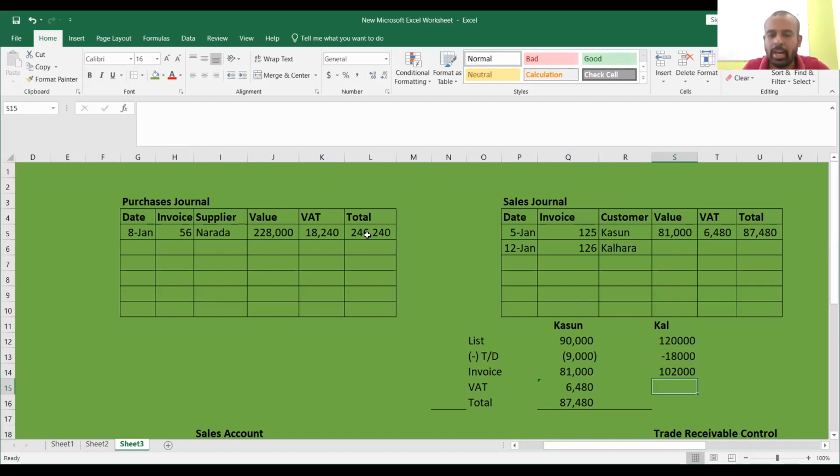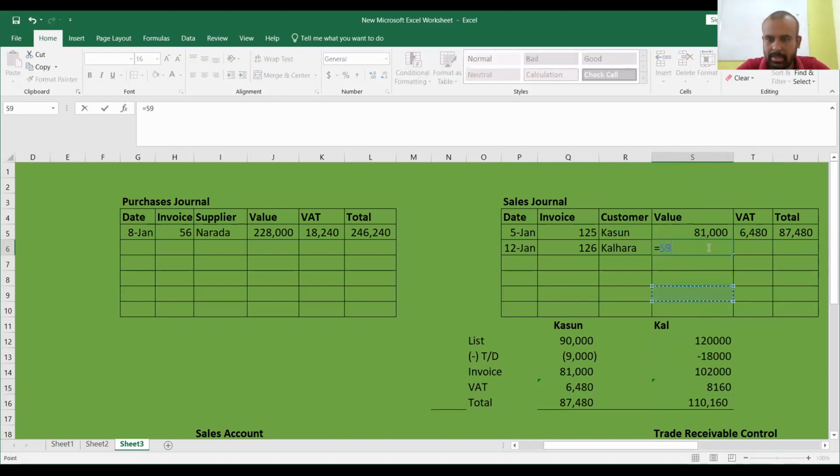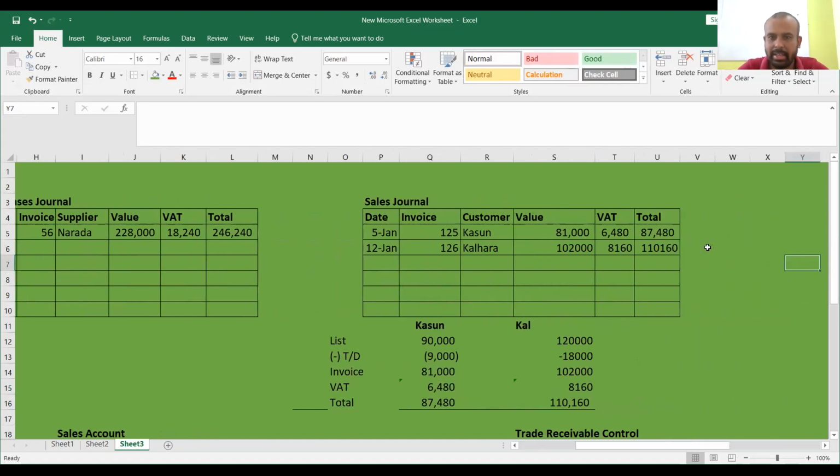Okay, so we sell this to him for 102,000. And on that we have to pay VAT at 8%, that is 8,160. This is 102,000. Value added tax is 8,160. Then the total is the addition of these two, that is 110,160.